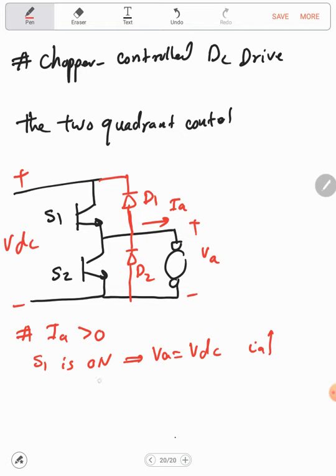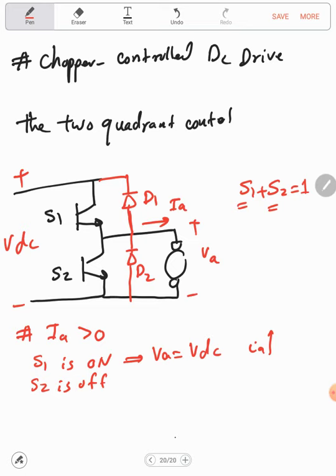Of course, if S1 is on, S2 must be off, because we have a leg, and as the inverter we should avoid the switches in the leg being operated at the same time, which means that S1 plus S2 must equal 1, which means that if S1 is on, S2 must equal 0. Now this is the first scenario.